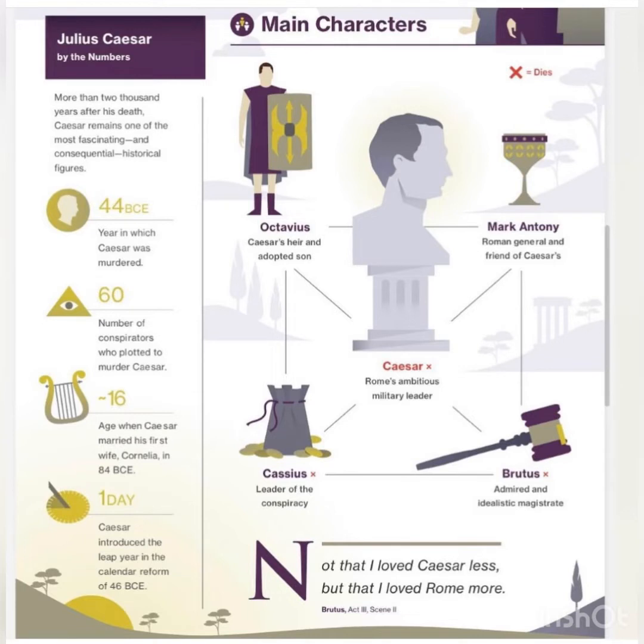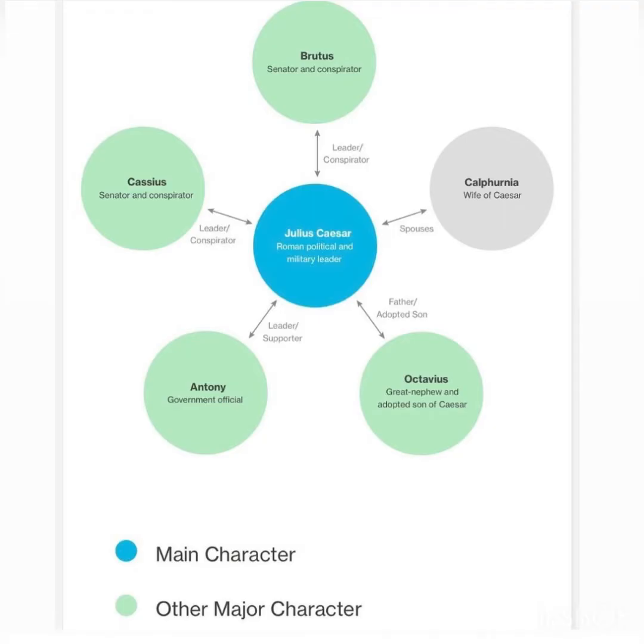The next character is Octavius. Octavius is a very nice character. He is Julius Caesar's nephew, and he will always be on the side of Julius Caesar come what may. The next character is Mark Antony. Mark Antony is the general and politician. He is in charge of the management of the affairs of the Republic of Rome. So he is the general and a well-known politician in Rome.